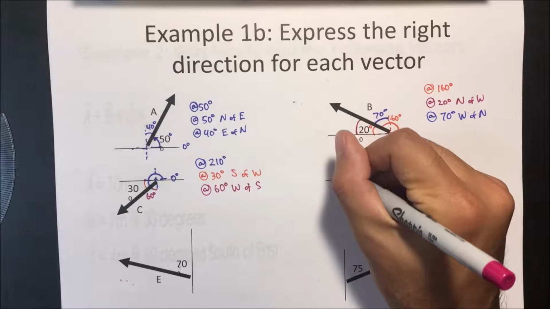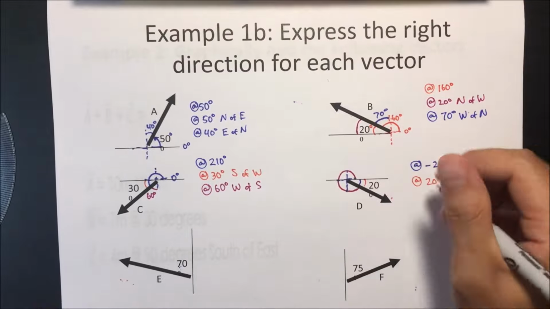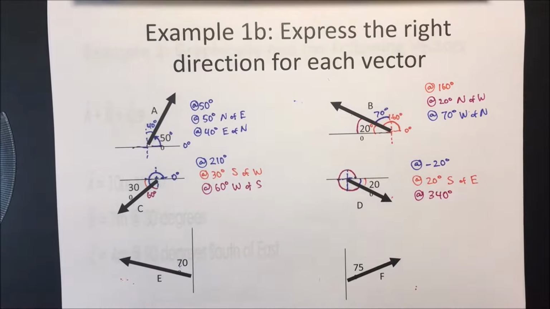Okay, and then I guess we could also do, for this one, let's go all the way around like this. And if this is like that, then this is going to be at 340 degrees. Okay, all those options would be fine.